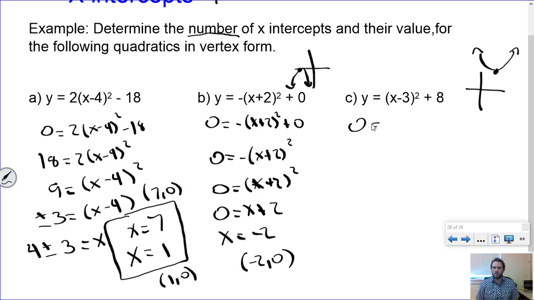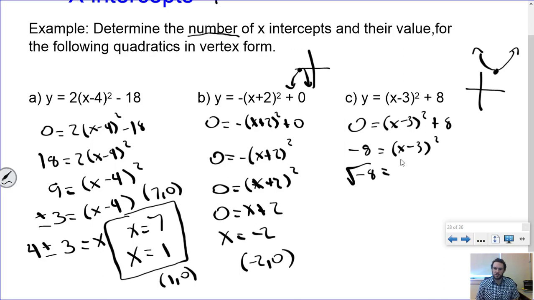So 0 is equal to (x - 3) squared plus 8. If I take that 8 and move it to the other side, I get -8 is equal to (x - 3) squared. And again, the next step to get x by itself is to get rid of this square, so I'm trying to take the square root of both sides. So I'm trying to take the square root of -8.